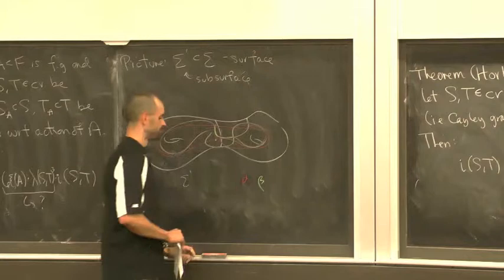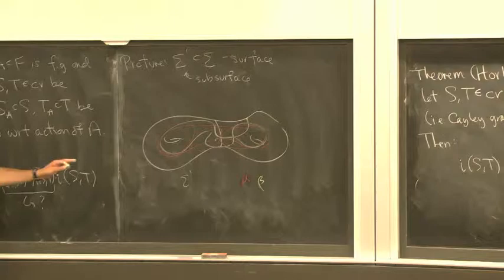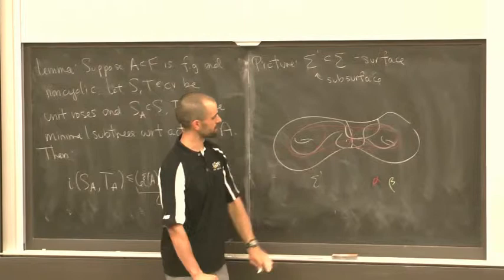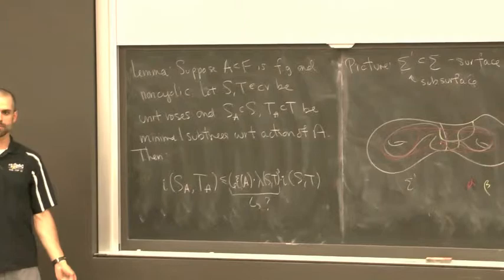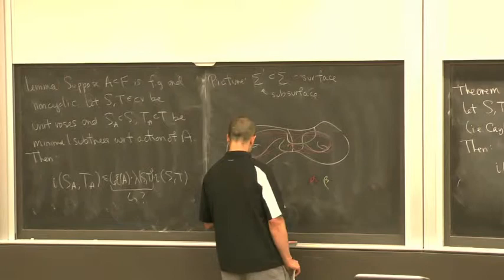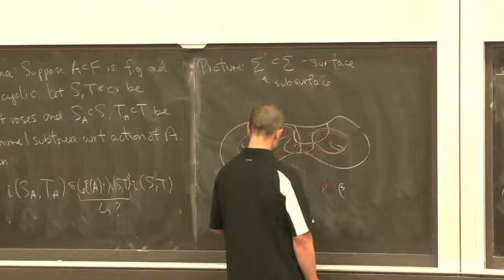And then you can think about projecting those curves to the subsurface sigma prime. They're either going to give you some arcs or some actual curves, and you can look at how much those things intersect on the subsurface sigma prime as opposed to how much they intersect on the surface sigma. And it's obvious that the intersection number of alpha projected to sigma prime and beta projected to sigma prime is bounded above by the intersection number on the whole surface.